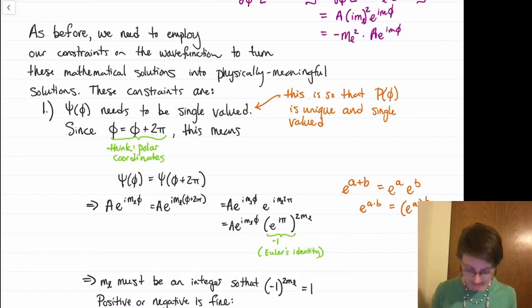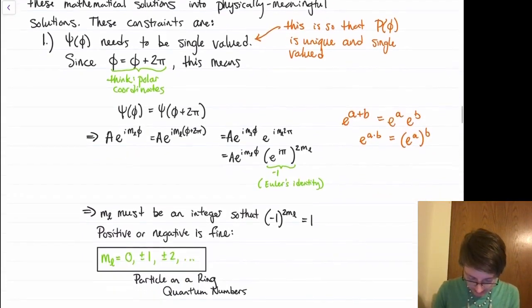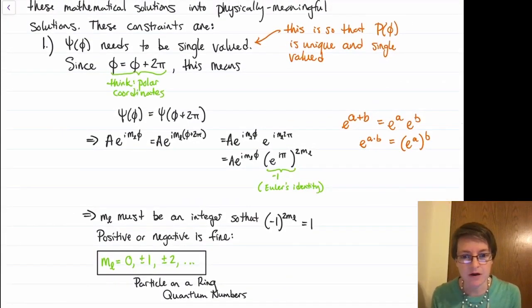Now there's nothing in the math that tells me that m sub l has to be positive or negative, and in fact it can be both. And so my quantum numbers that fall out of the particle in a ring problem is that I have some quantized value that I'm calling m sub l, and it can take on values for this problem of 0, plus or minus 1, plus or minus 2, all the way up to infinity. And that is not the same yet as the quantum numbers for hydrogen and the restrictions on m sub l, but it's starting to look a little bit familiar. We at least have integer values of m sub l, and they can be both positive and negative.